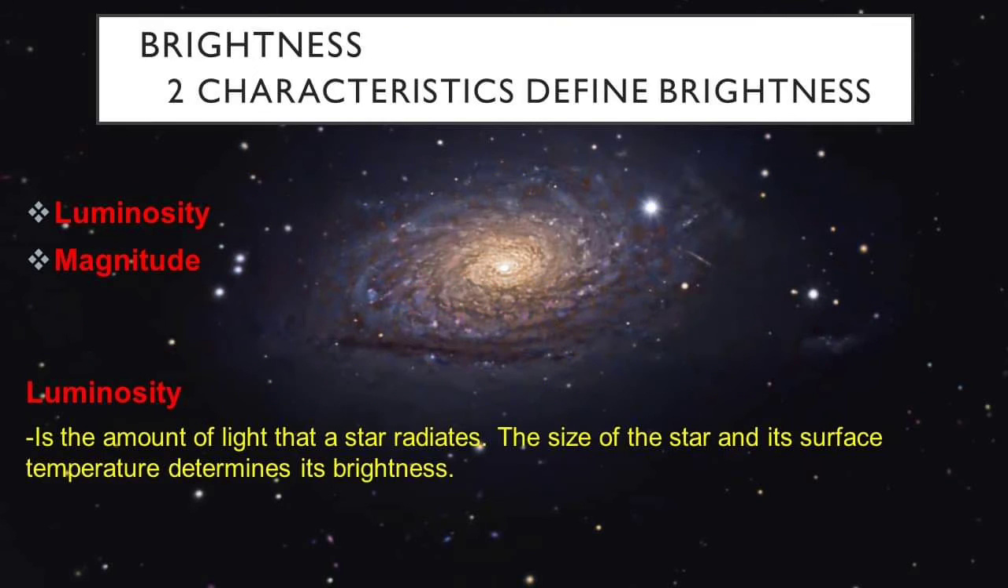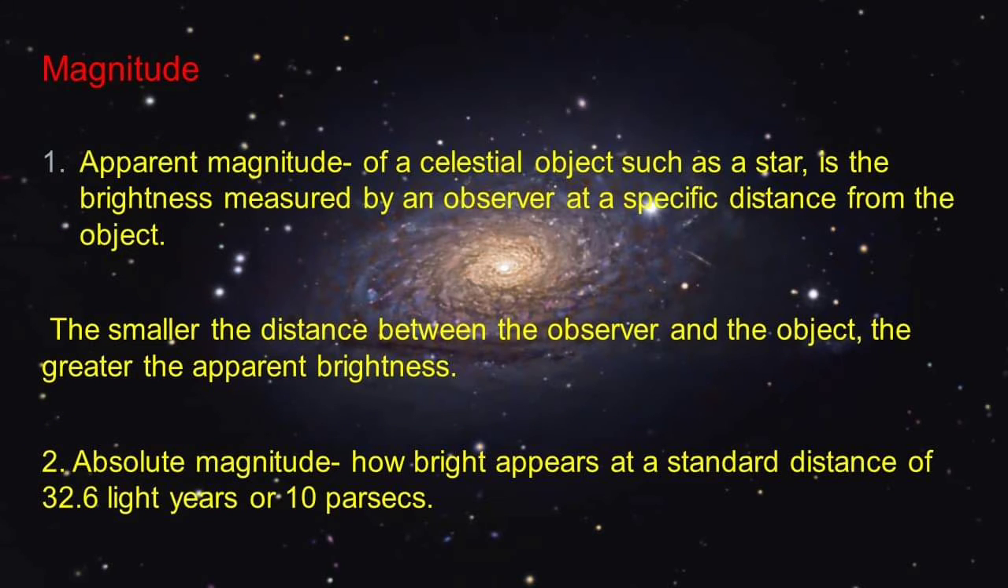So let's talk about brightness. There are two characteristics that define the brightness of a star: luminosity and magnitude. When we say luminosity, it is the amount of light that a star radiates. The size of the star and its surface temperature determine its brightness. When we talk about magnitude, there are two types of magnitude that define the brightness of a star: apparent magnitude and absolute magnitude.